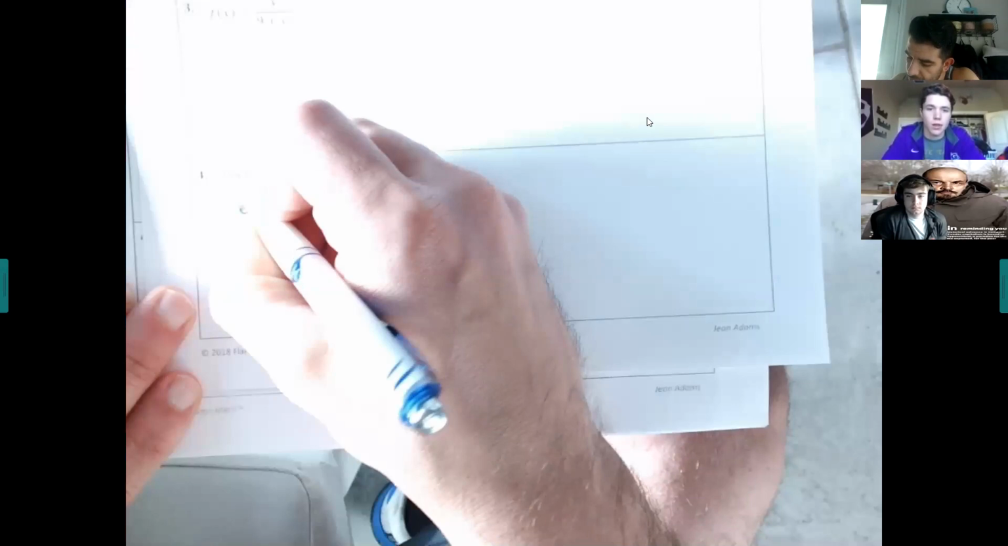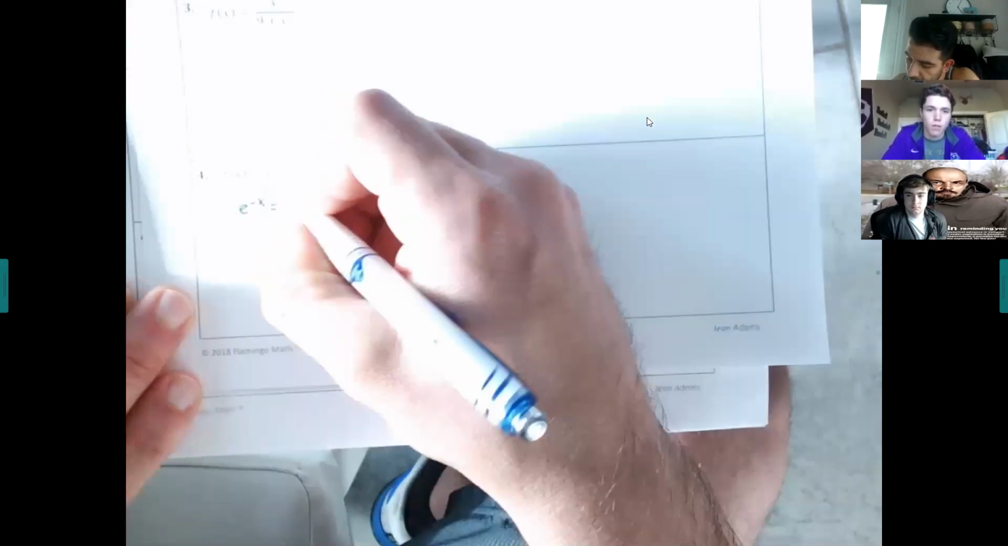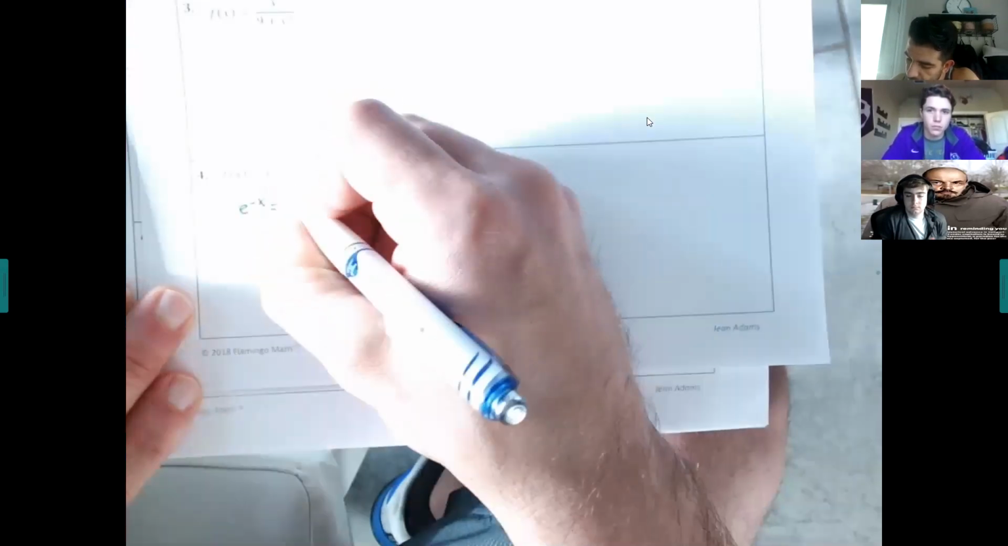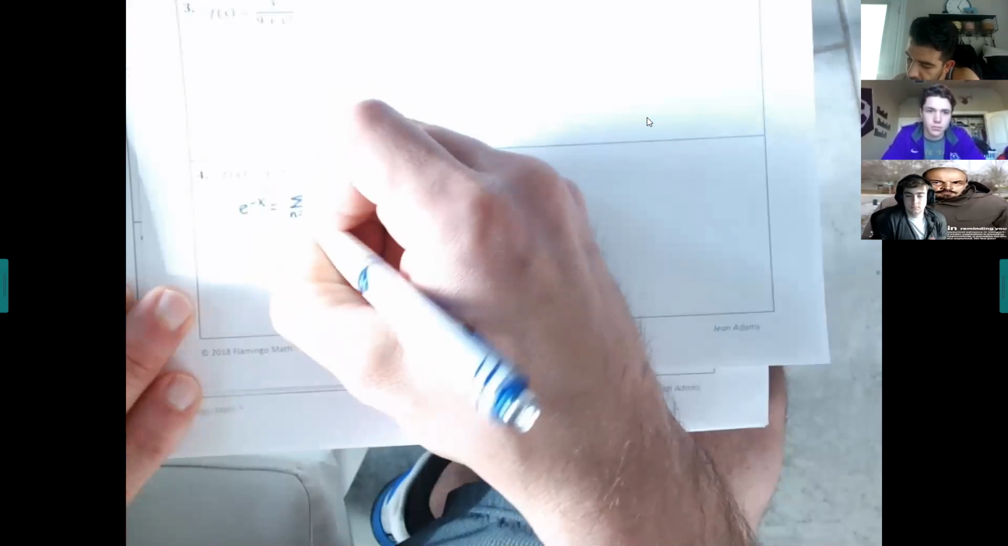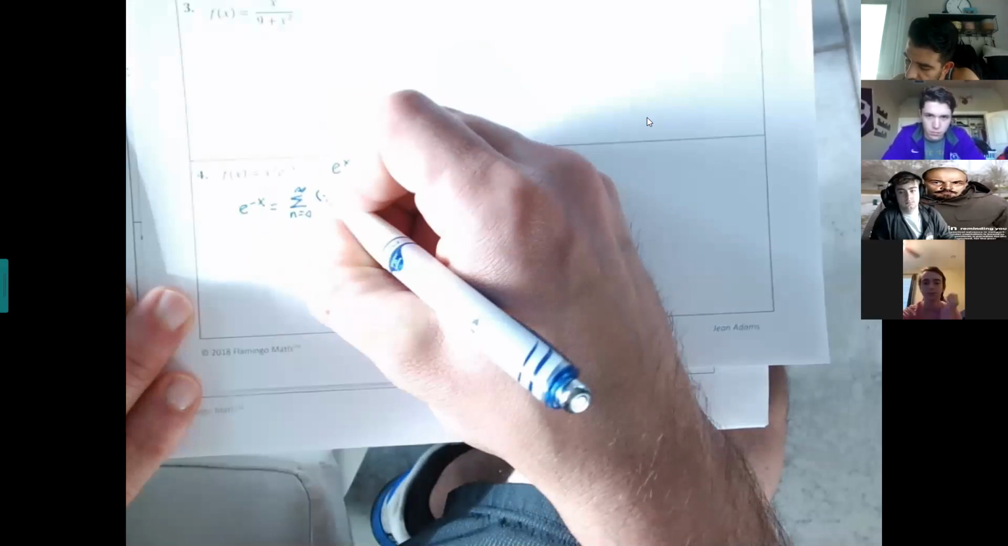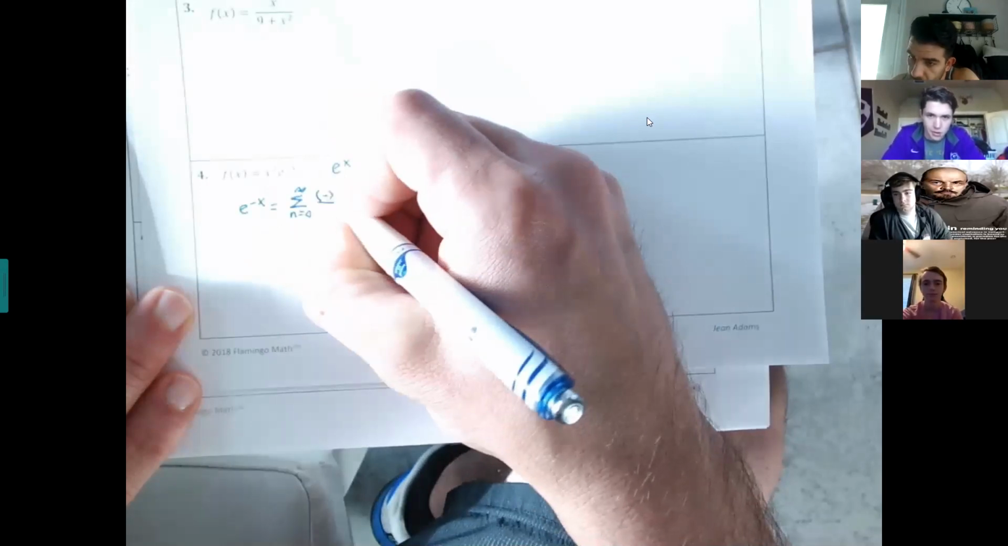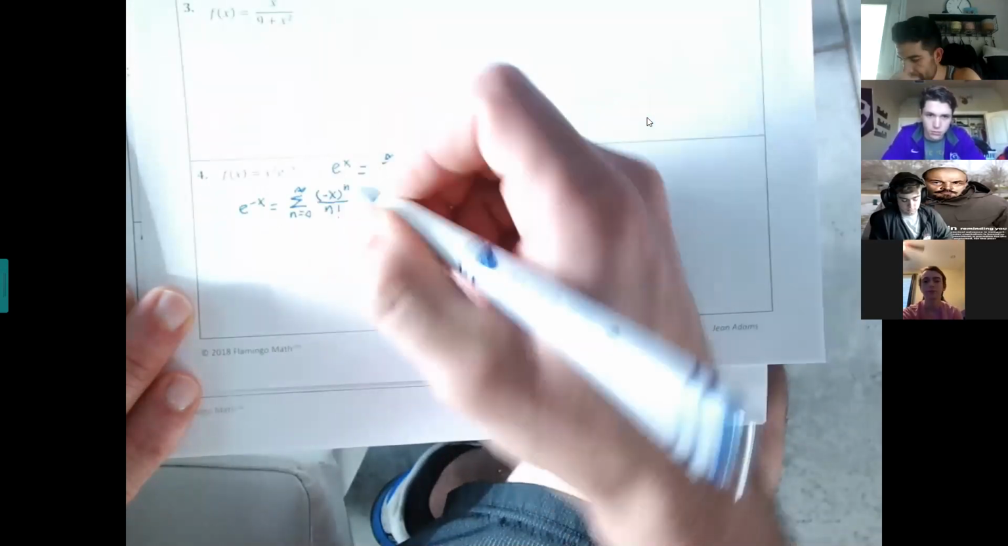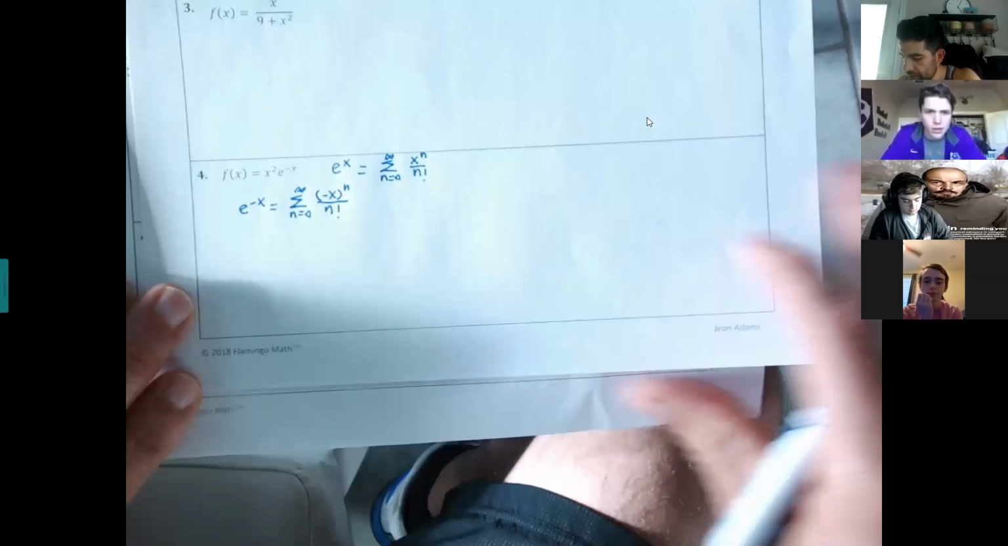Okay, so anyways, because of that, what they do first is they say e to the negative x, for example, will be the same thing as that sum I just wrote to you, except where they're going to replace the x with a negative x, so negative x to the n over n factorial, like that. Does that make sense what I'm saying? Yeah.